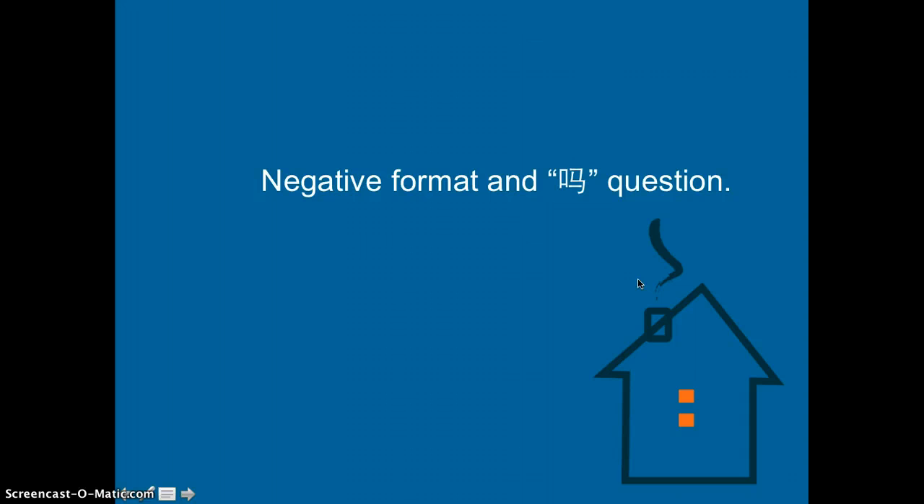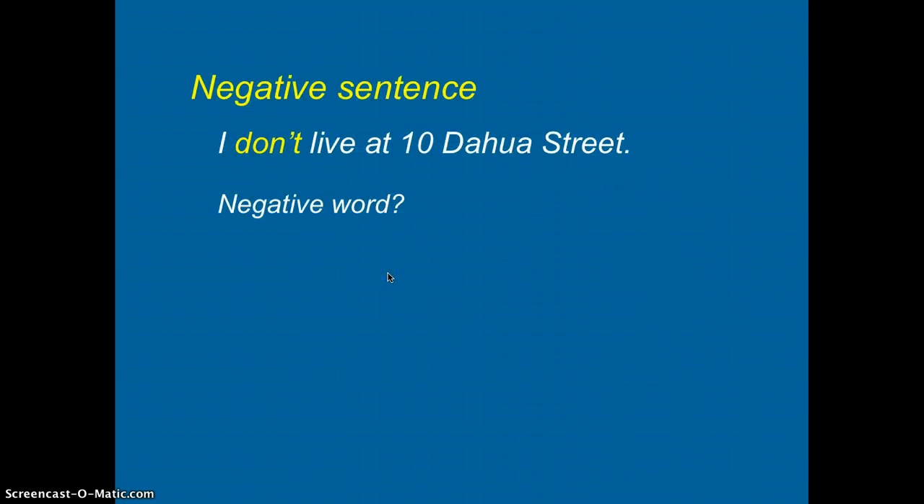Okay, so that's about asking about address. And now I want to talk about the negative format of the statement and the 吗 questions. Actually, we learned this before. I just want to review the negative format and the 吗 question. Now let's look at this. Since we know how to say I live at 10 Dahua Street, how do we say I don't live at 10 Dahua Street?